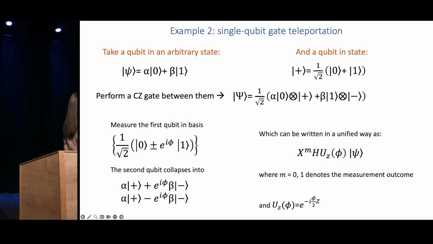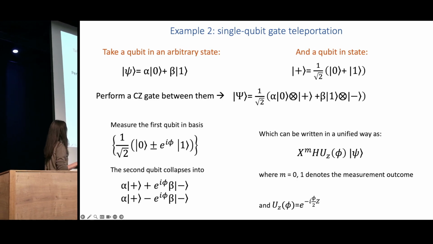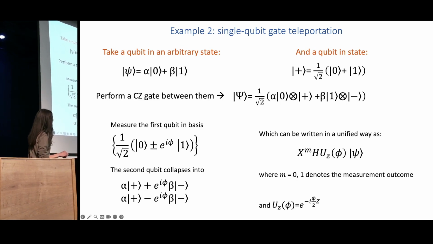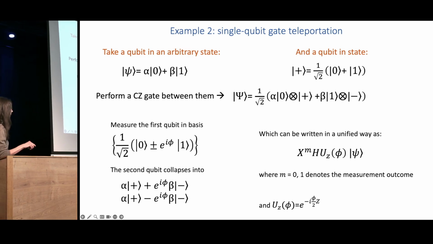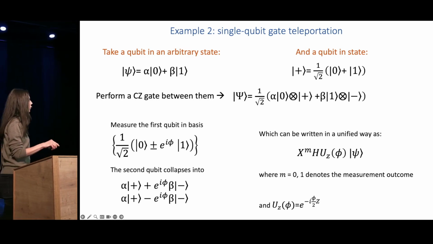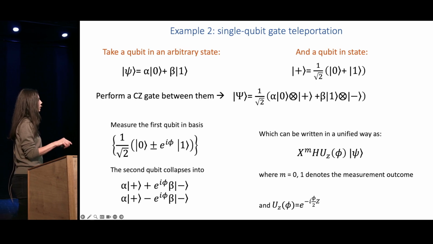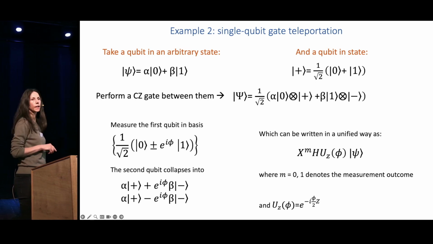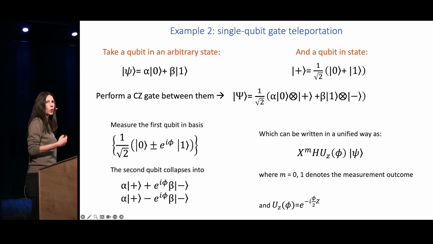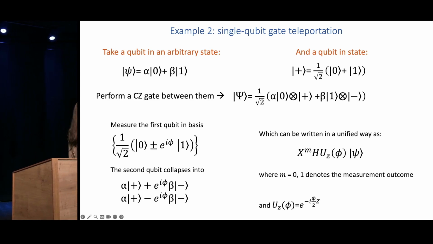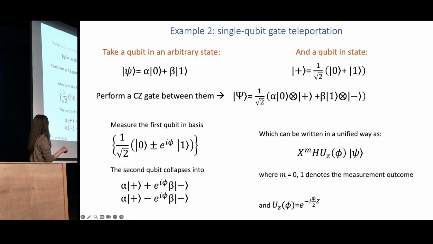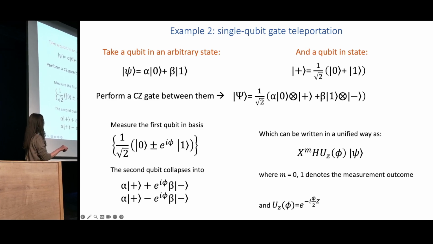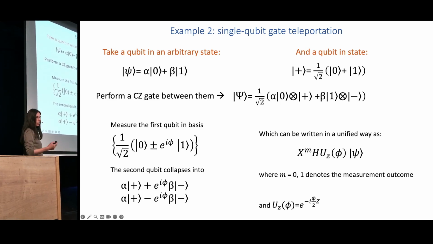And if I ask what the state of the second qubit is after all this has happened, I get this. So you see U_Z(phi) is the rotation about the z-axis by angle phi. But then I also have these byproducts. I have a Hadamard, and I possibly have an X gate. And what do I mean by possibly having an X gate? This measurement is probabilistic, so I'll get either this or that. And depending on which state I get, I might or might not have an X gate on the other qubit.